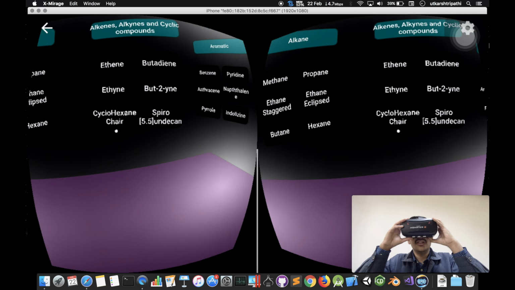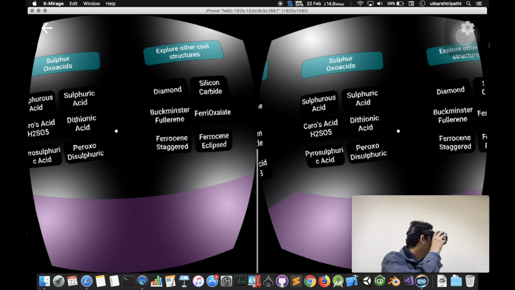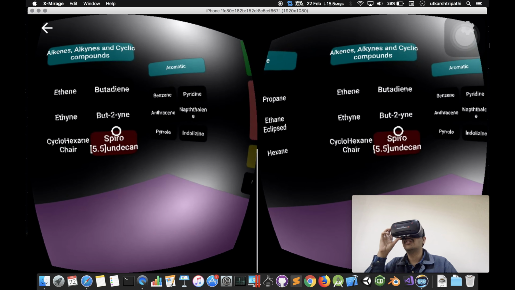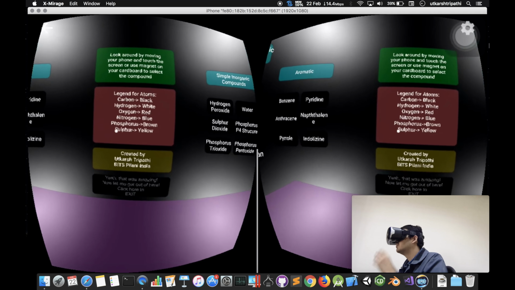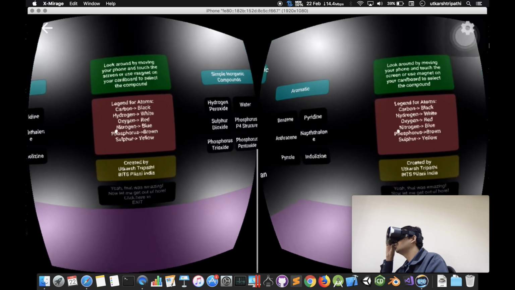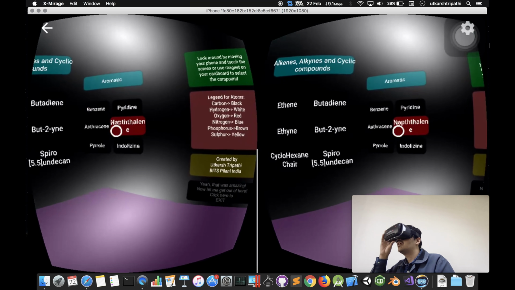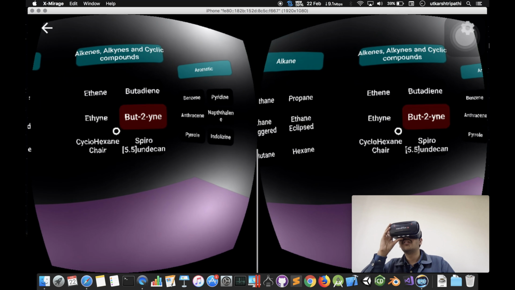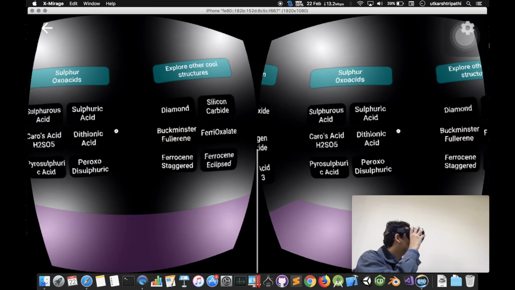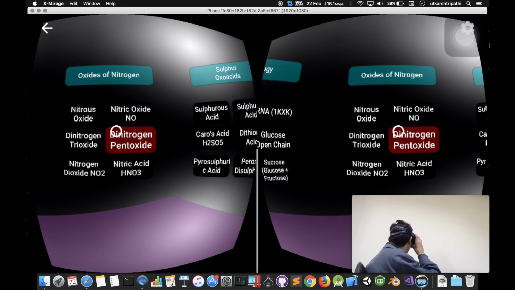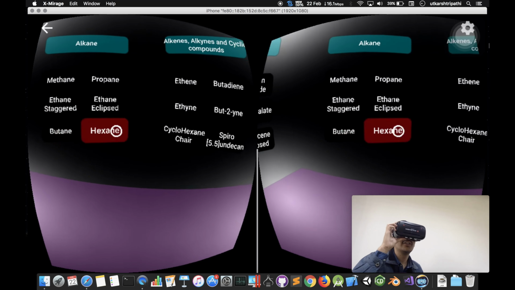So once we are in the application, we can see that there are various categories of the molecules available. We have the legend available for students to see. We have the different categories of compounds. We have aromatic, alkenes, alkanes, some other important structures, some oxy acids, nitrogen oxides, stuff like that.